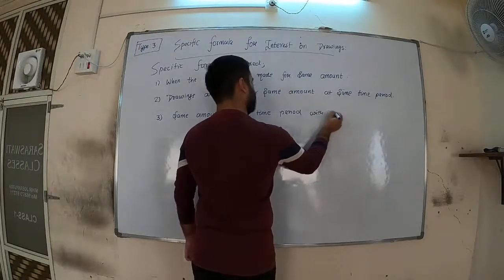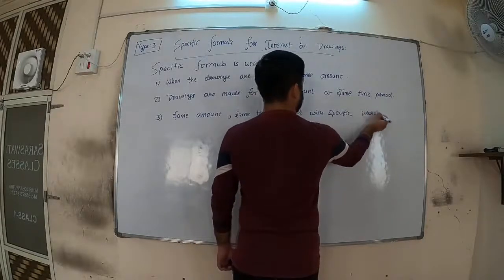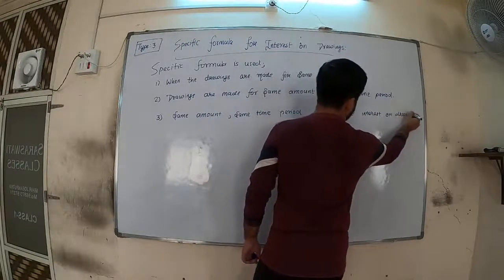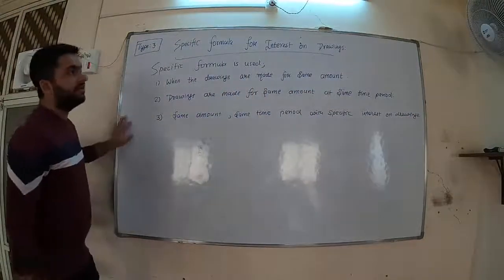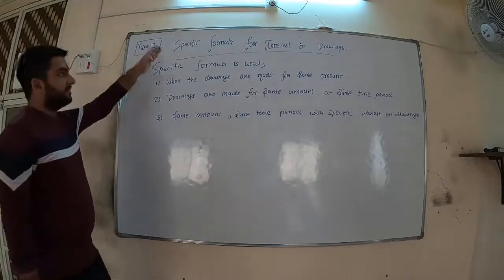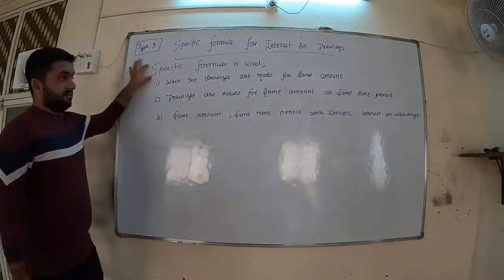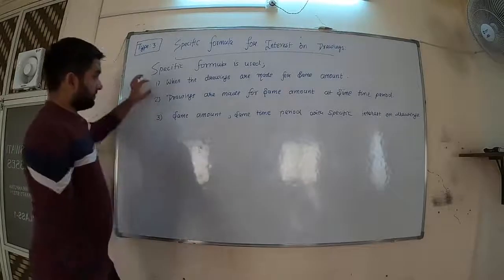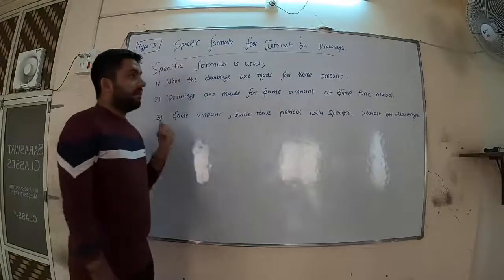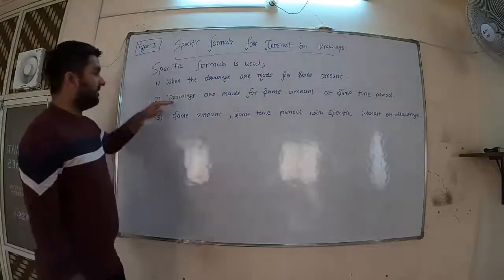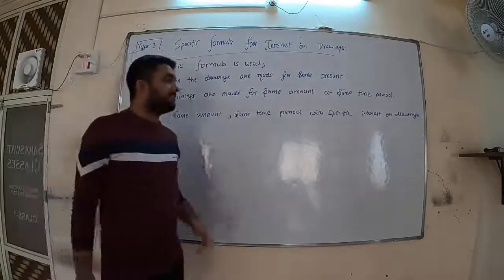This is just for an explanation. You need to write it. I am again dictating. Type 3. Specific formula for interest on drawings. Specific formula is used. Number 1. When the drawings are made for same amount. Then we will understand it deeply. That drawings are made for same amount at the same time period, same amount, same time period, with specific interest.